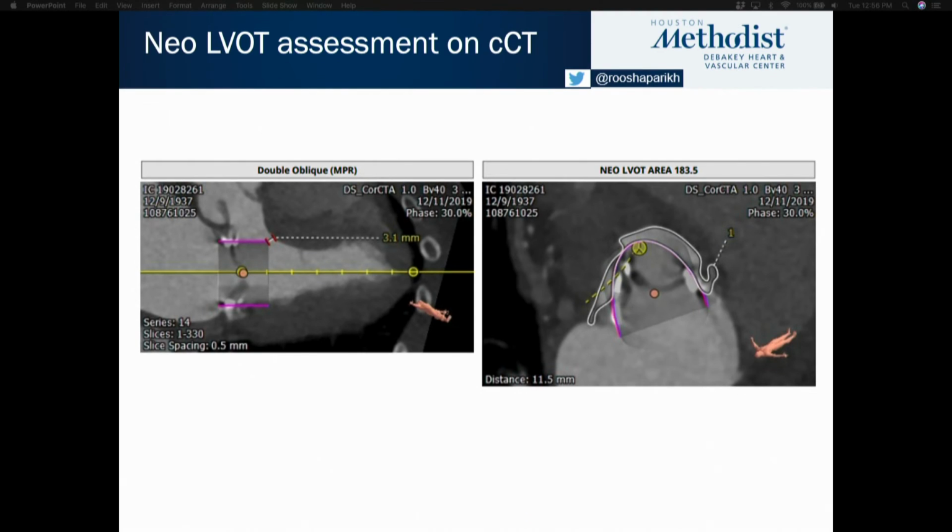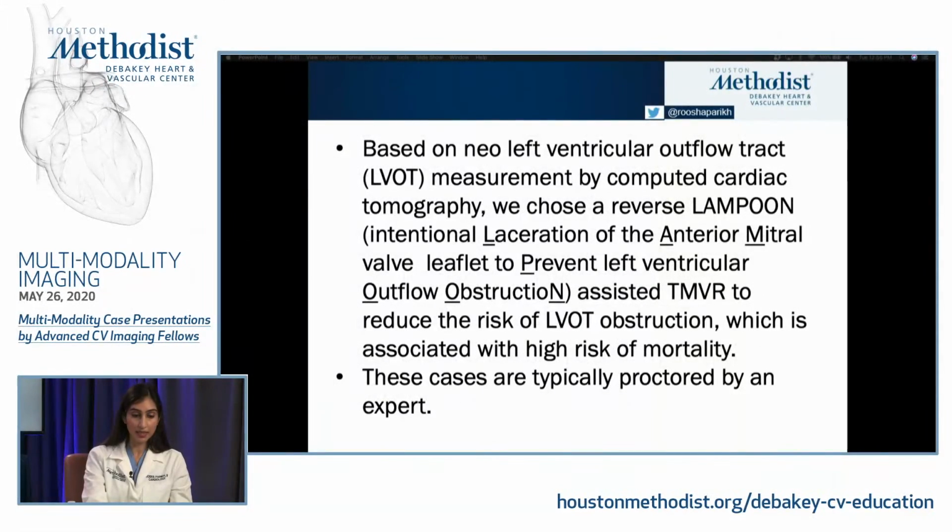So here, a valve-in-valve approach becomes difficult. So based on this measurement by the CT, we chose a reverse Lampoon assisted TMVR, which is a tip-to-base laceration of the anterior mitral valve leaflet to reduce the risk of LVOT obstruction, which is associated with high risk of mortality. These cases are typically proctored by an expert.